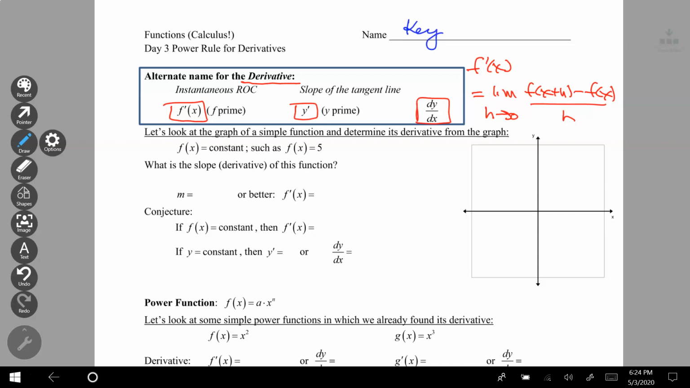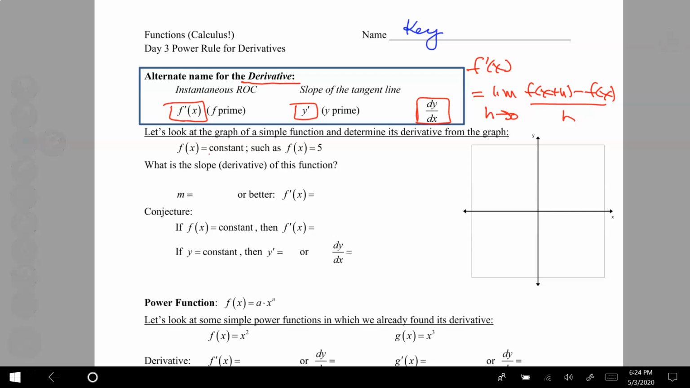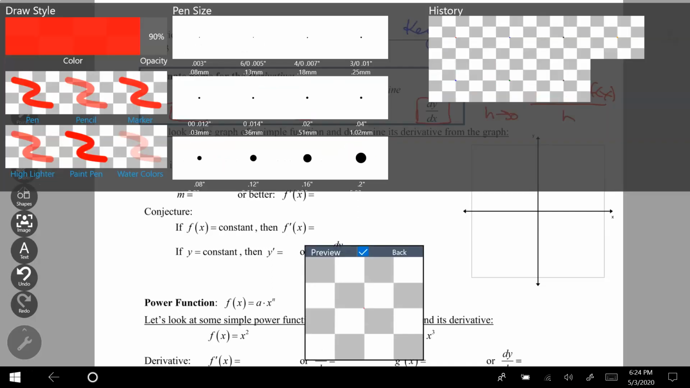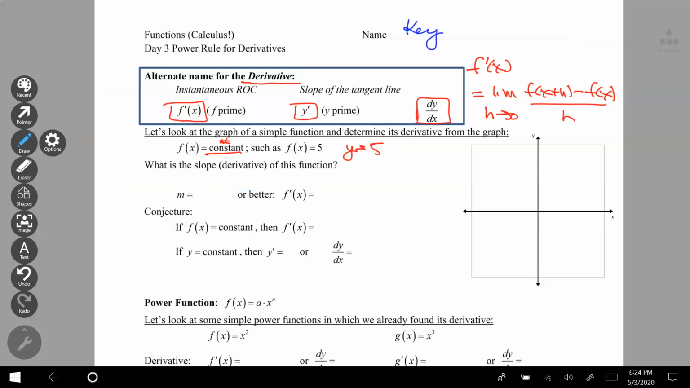So let's talk about something that's easy: a function that is just a number, just a constant number. f of x equals 5, or y equals 5, which is just a horizontal line. So maybe just something like this. That's the line y equals 5.